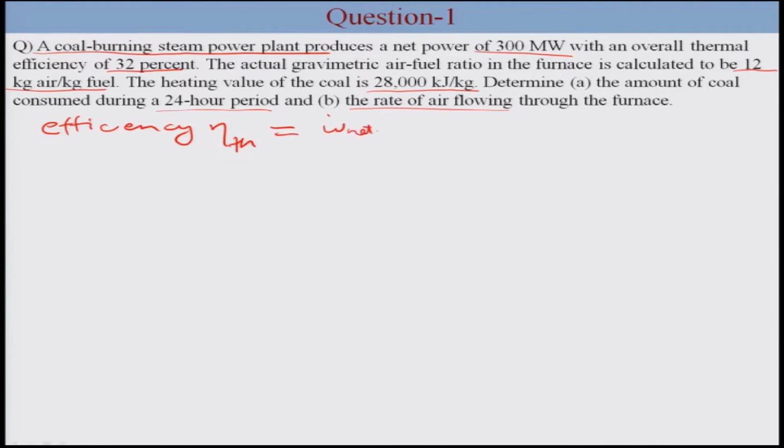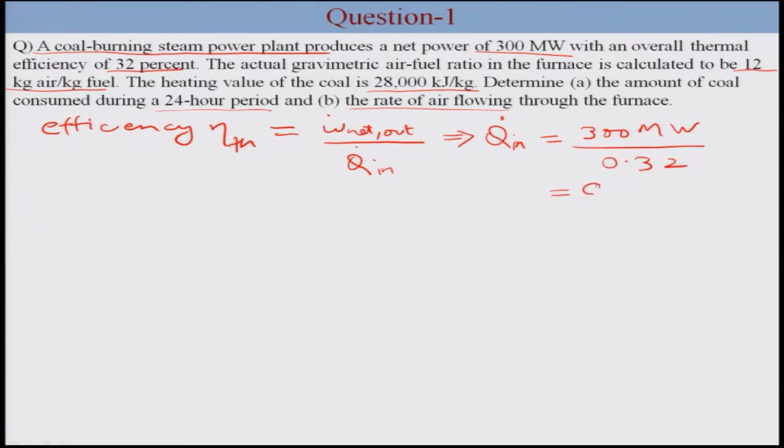work output divided by the heat which is given as input. So from here we can calculate the heat given as input per unit time. This is equal to net work output, which is 300 megawatt, divided by the efficiency, which is 0.32. So the rate of heat input is 937.5 megawatt. From this rate we can calculate the amount of heat input given to the power plant.